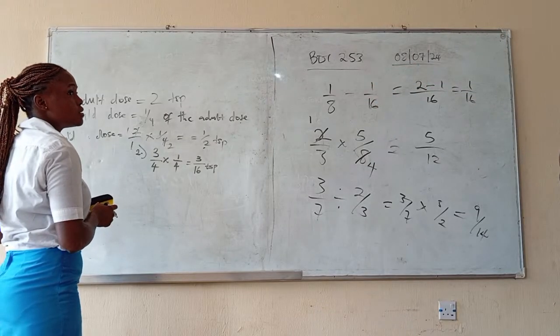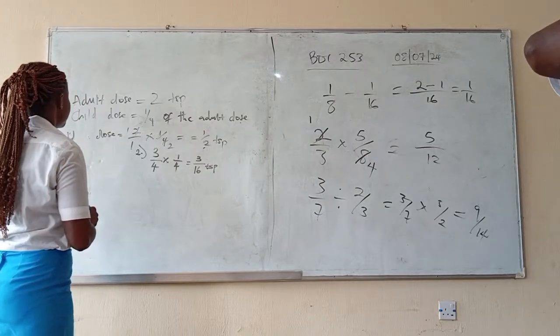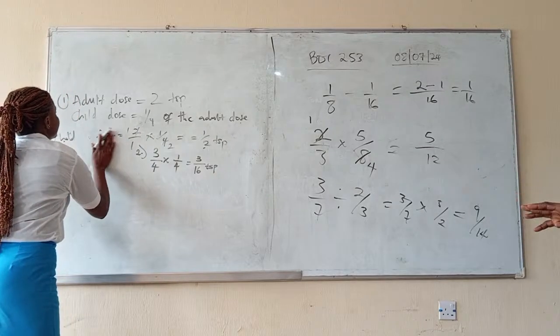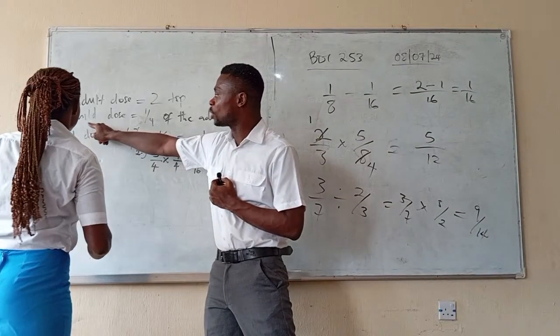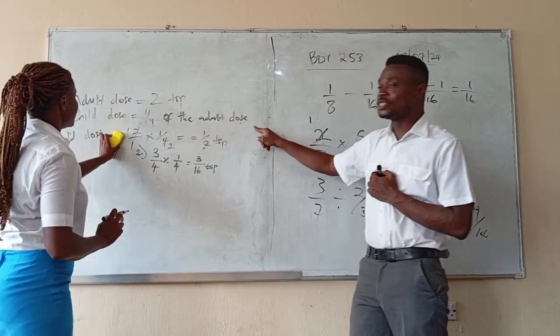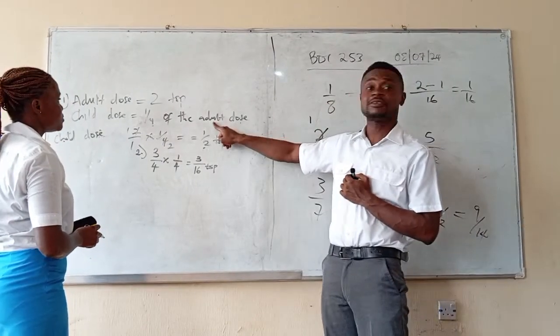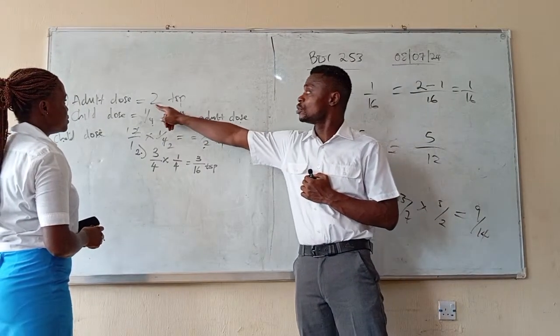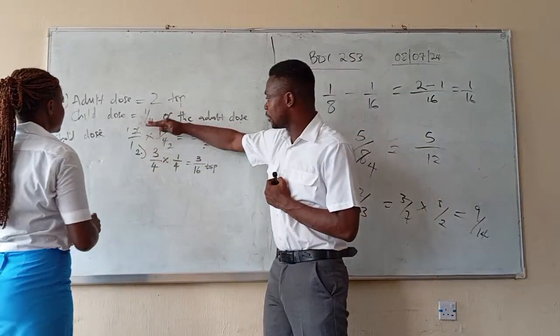So anywhere you are told to find the child's dose, this is the statement you need to work with. Child dose is 1/4 of the adult dose. Anywhere you see adult dose, you put 2 teaspoons. True of us? Cool.